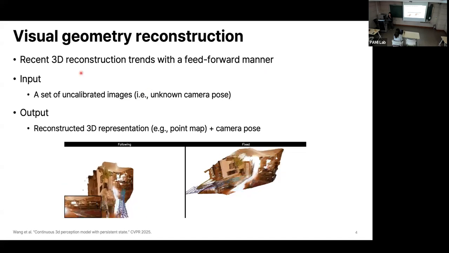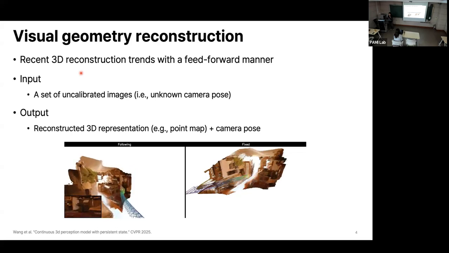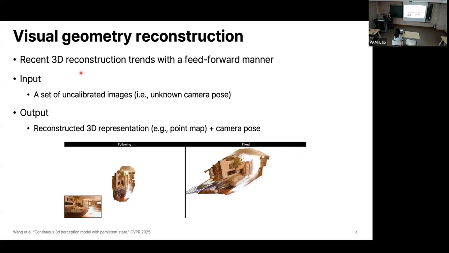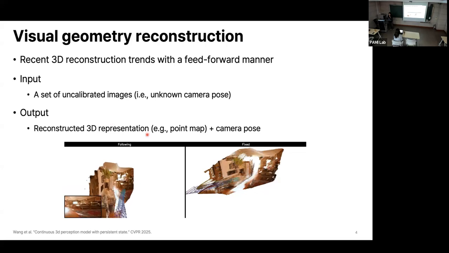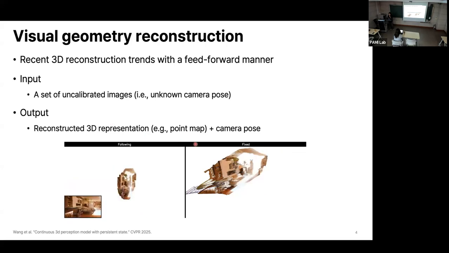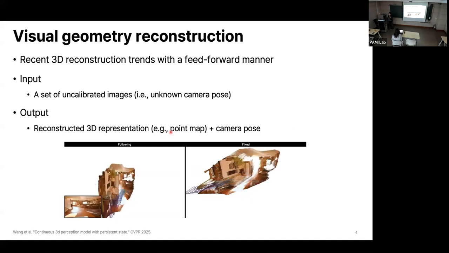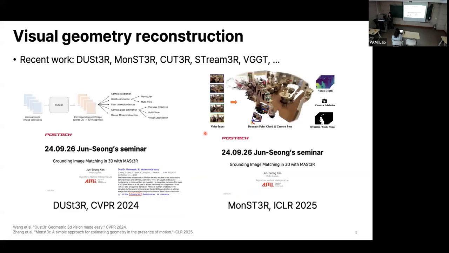The input of this task is a set of uncalibrated images, which means the corresponding camera poses are unknown. Based on this, we want to reconstruct the 3D representation along with camera poses. Today I want to focus on the point map representation, and I want to introduce a brief history of visual geometry reconstruction.